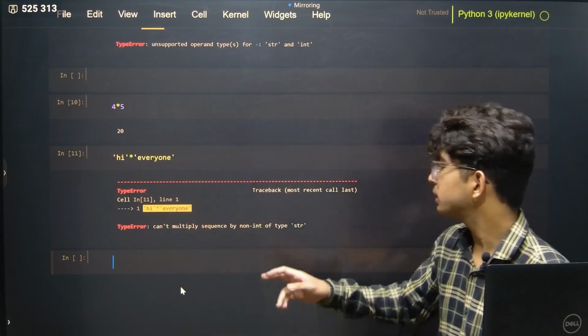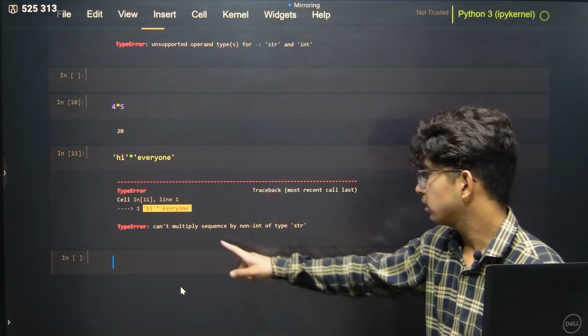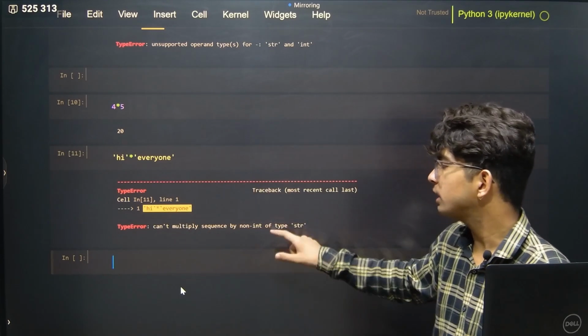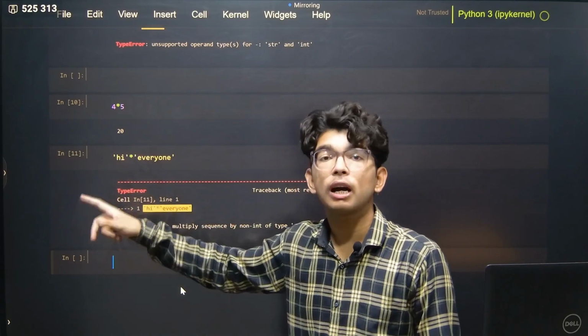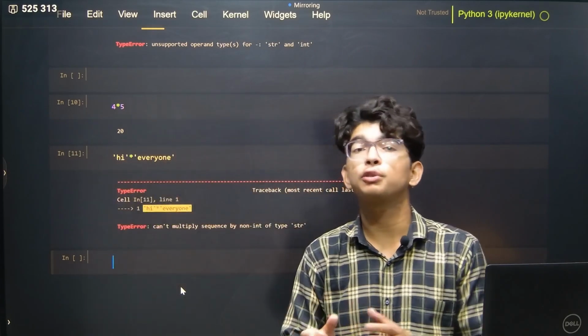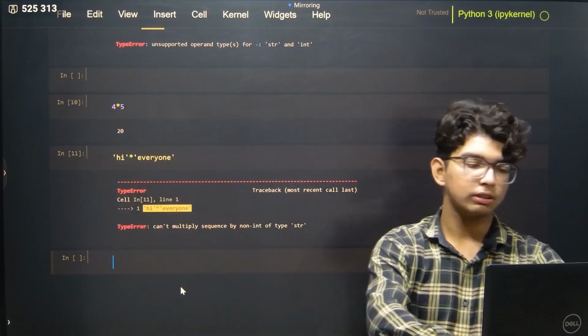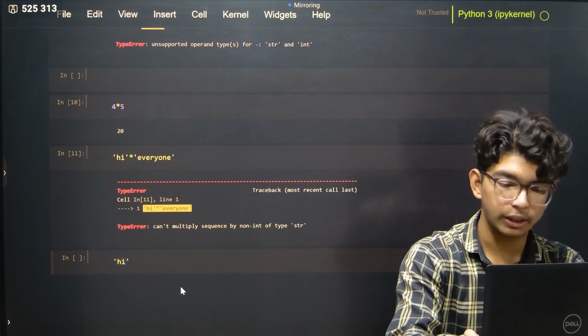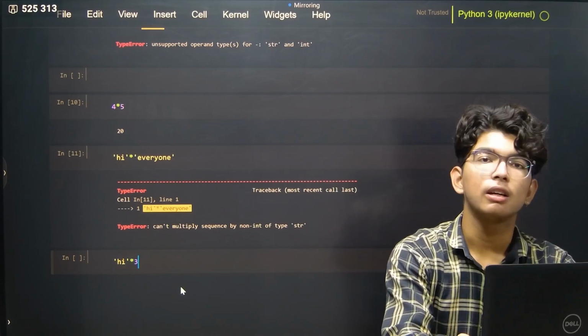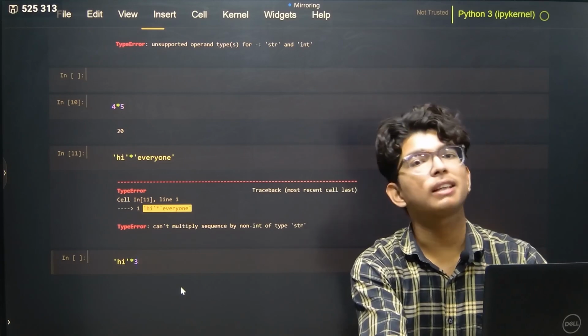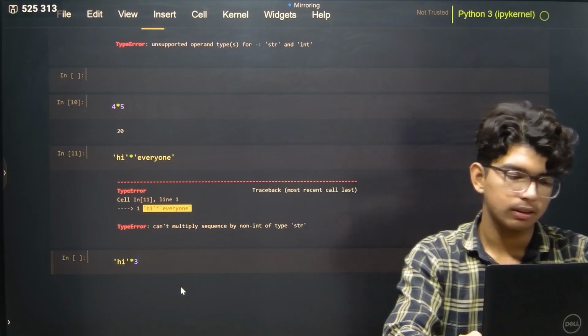It supports an integer type. We can't multiply a sequence by a non-integer type like a string. So if I am going to use a string for multiplication, we have to use an integer type of data. The correct form of doing this is: hi multiplied by 3. And if you can guess the answer, please comment in the comment box.